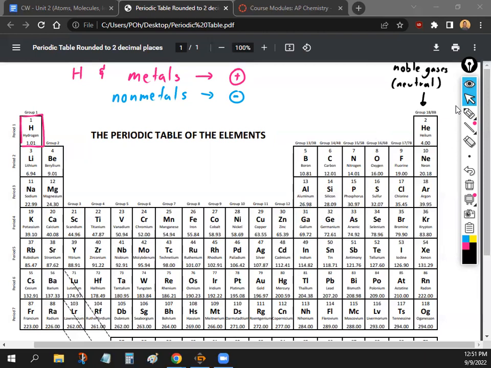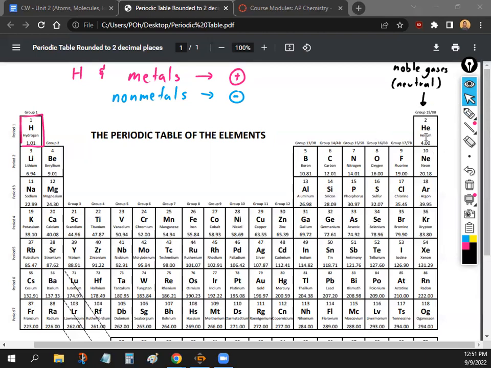Yeah. What about the transition? So transition metals, they all like to become cations still. They're still metals. Good point. There is an exception to a rule we'll talk about later, so remember what the transition metals are, but yeah, they all like to become cations. Any other questions?